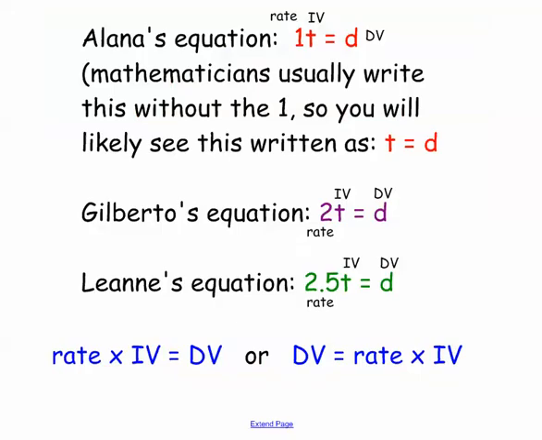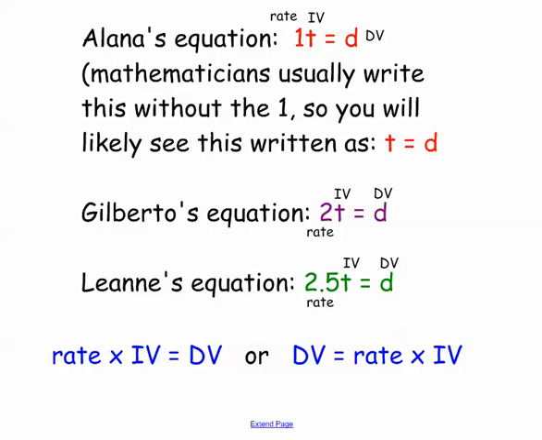All right, let's take a look at Elena's first. Her walking rate is 1 meter per second, and if we multiply that by t for time using the IV, we're going to get her distance walked, and that's the DV. Now sometimes, because Elena's walking rate is just 1, mathematicians don't always write that in front of a variable, so you might see this equation written as time equals distance.